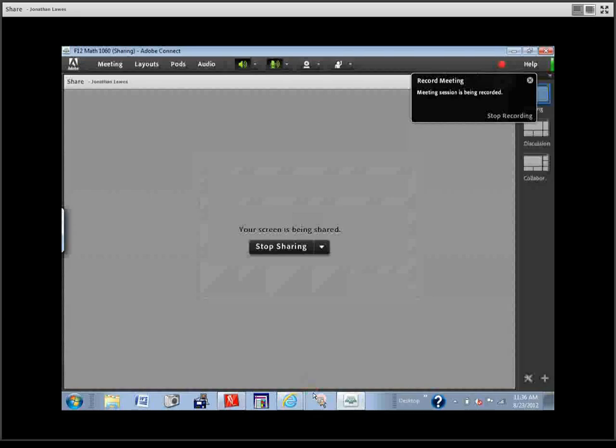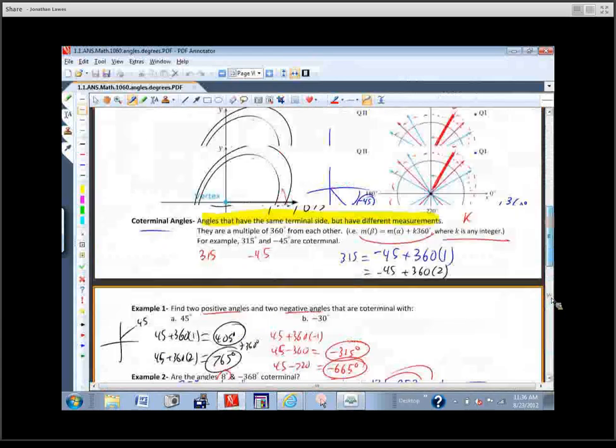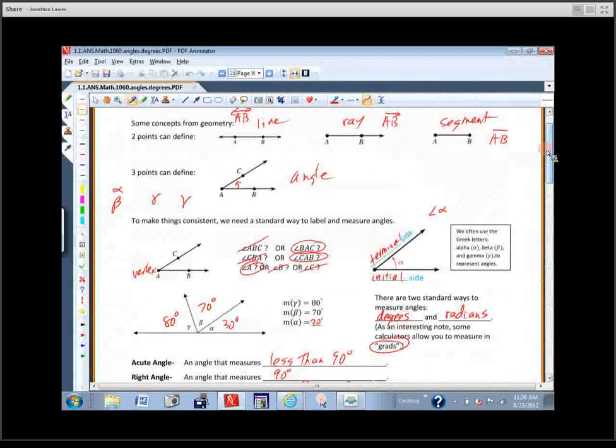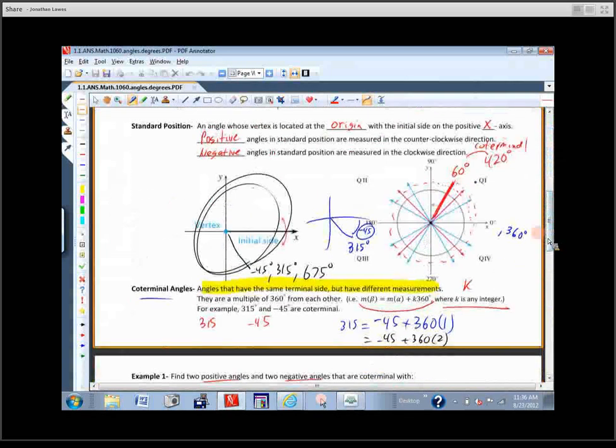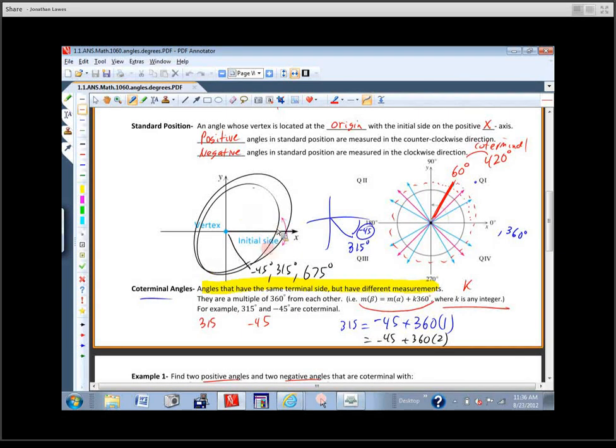On the notes that we took yesterday. So yesterday we started, we did some review of some basic geometry type stuff, talked about some terminology. We talked about angles that are in standard position. Remember, they start with the initial side on the positive side of the x-axis, and then do we go counterclockwise or clockwise? Either one. Counterclockwise is positive, clockwise is negative, measured from that position.